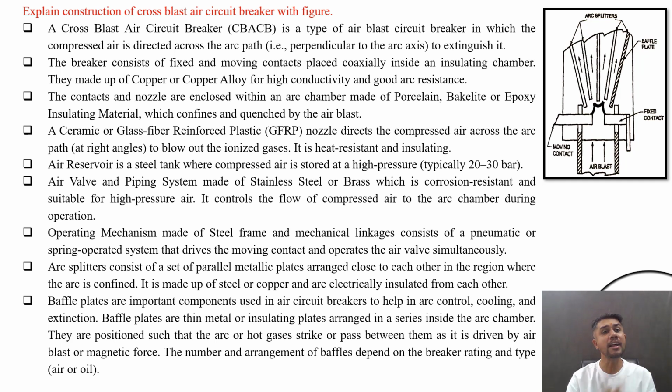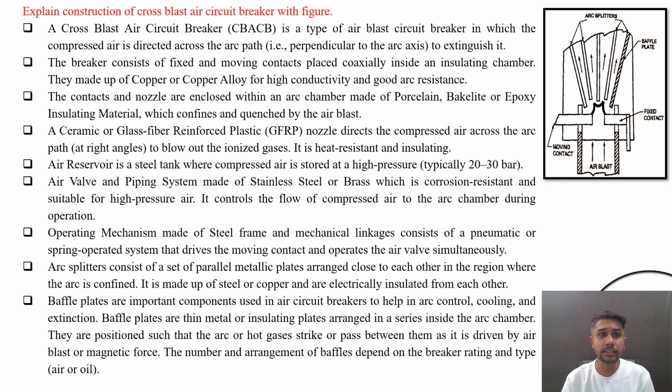A cross blast air circuit breaker is a type of air blast circuit breaker in which the compressed air is directed across the arc path, that is, perpendicular to the axis of the arc flow. So if the arc is in this direction, then the pressurized air flows in the direction perpendicular, or at a right angle, to the main arc axis to extinguish it.